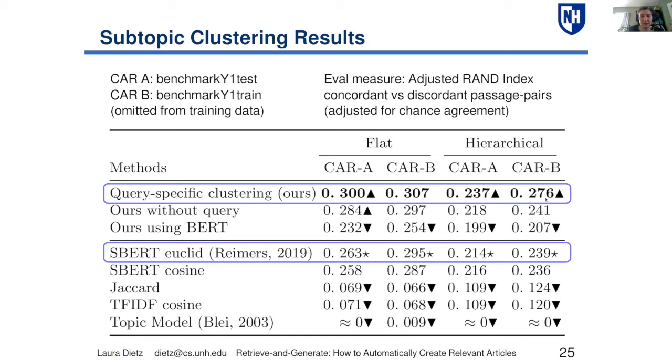And this is on clustering. The evaluation measure here is adjusted Rand index, which is essentially an F1 on concordant versus discordant passage pairs, adjusted for chance agreement. I think Hamid mentioned that I did my PhD on topic models. Topic models are completely uncorrelated with the original clustering ground truth. Nils's work was much better, and we outperformed it by at least 12%. So it's not perfect, but it's definitely worthwhile to look further into query-specific similarity metrics rather than just taking a similarity metric that doesn't understand the query. I mean, how would you know what's relevant if you don't know what you're being asked for?